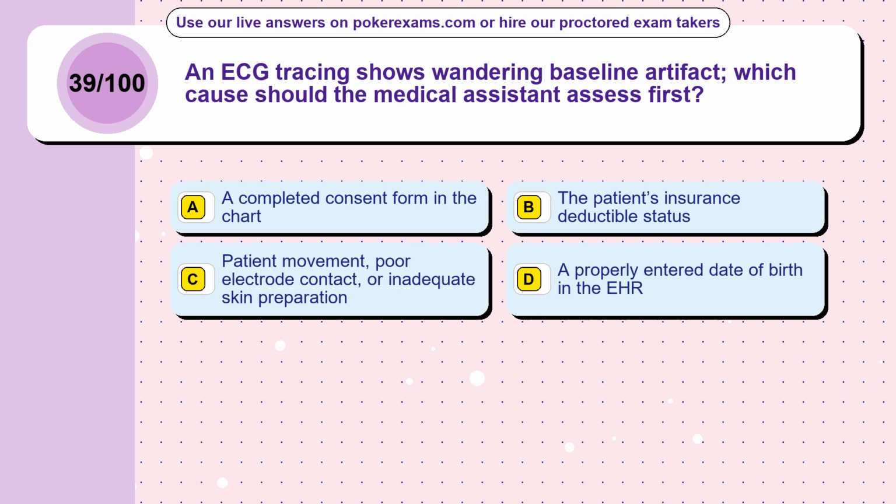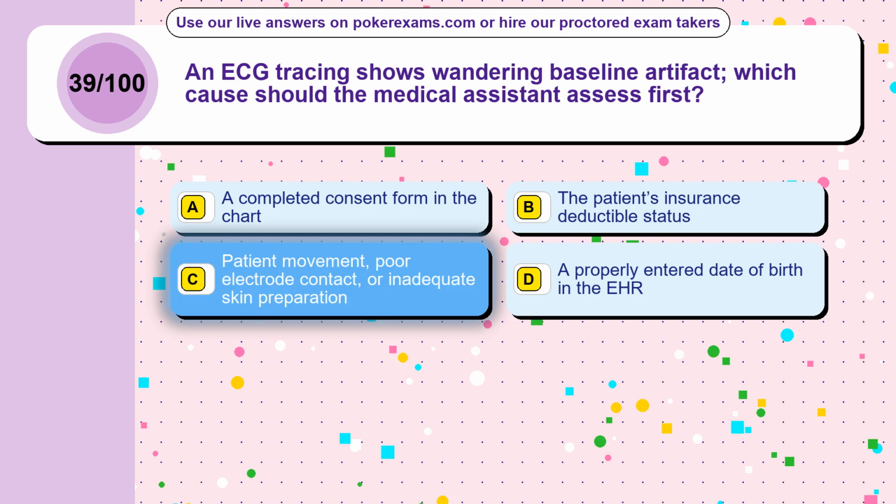Question 39. An ECG tracing shows wandering baseline artifact. Which cause should the medical assistant assess first? Option A. A completed consent form in the chart. Option B. The patient's insurance deductible status. Option C. Patient movement, poor electrode contact, or inadequate skin preparation. Option D. A properly entered date of birth in the air.